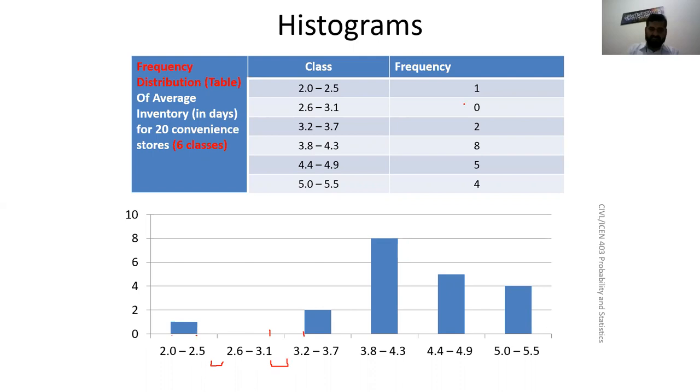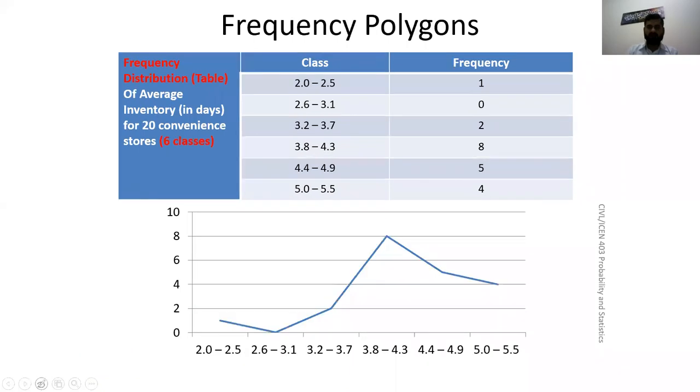Okay. So now see, the first class has frequency 1. So see, this is 1. Second was 0, so it has no height. Third is 2, so 2 comes here. See, sometimes we write these frequencies at the top as well. This is 0, 2, and this is 8. So we have the height 8 here. Similarly, the next one is 5, and then it is 4. Okay, so these heights, these bars are the frequencies of each class. So this type of graphic representation is called the histogram.